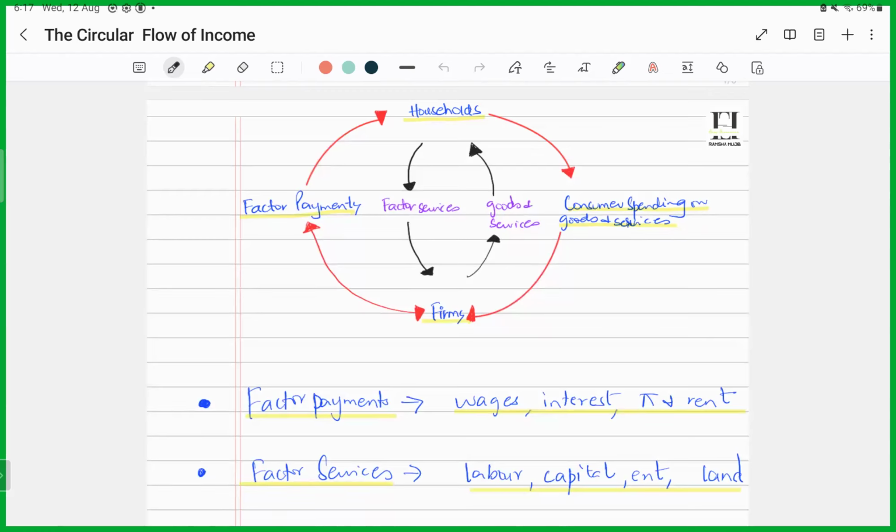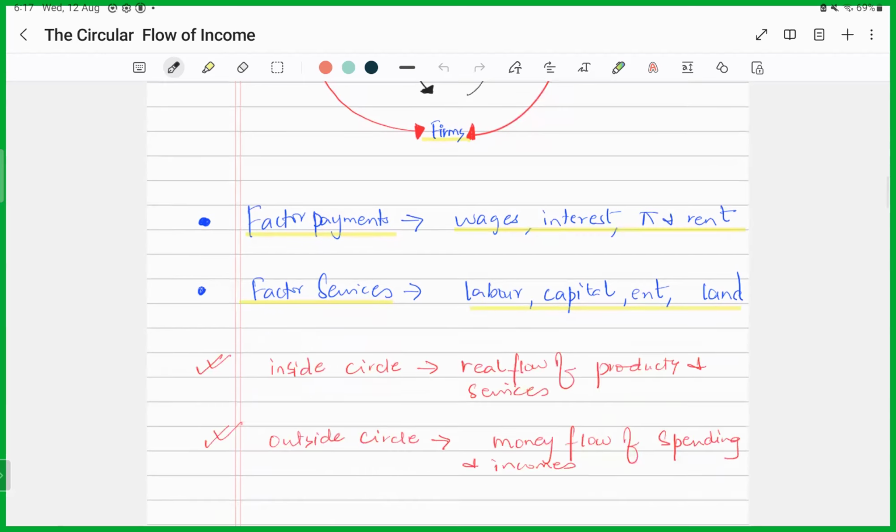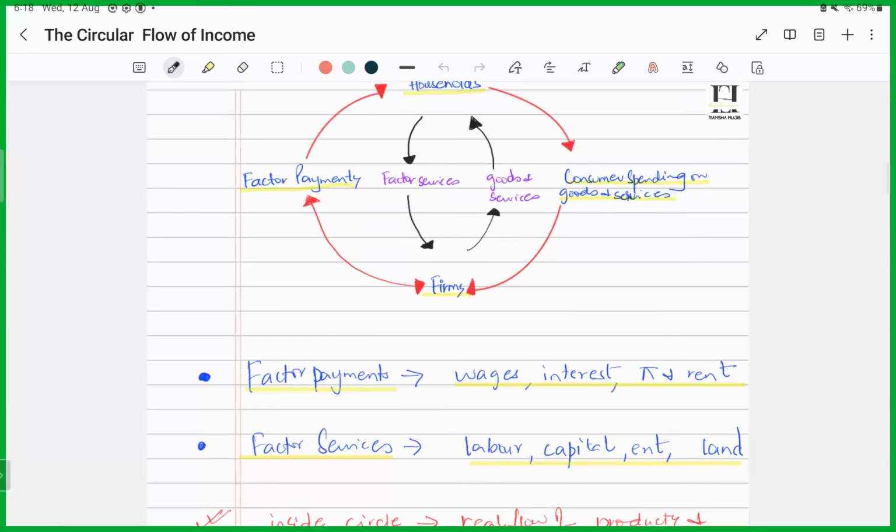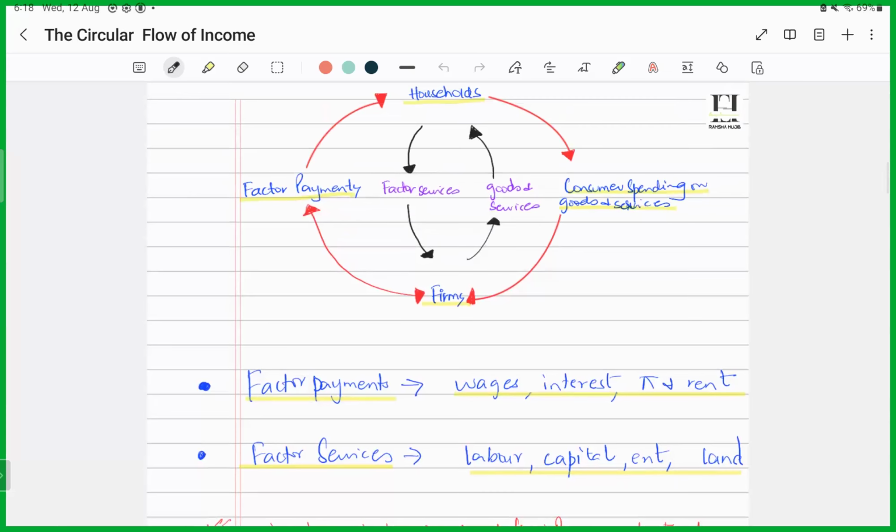Now look at the outside circle. What does the outside circle represent? The outside circle is showing the flow of money through spending and incomes. The outside circle is showing the money flow, and the inside circle is showing the flow of products and services. Now let's look at the red arrows. Households spend on goods and services, right? They spend their money. Who earned that income? Firms.